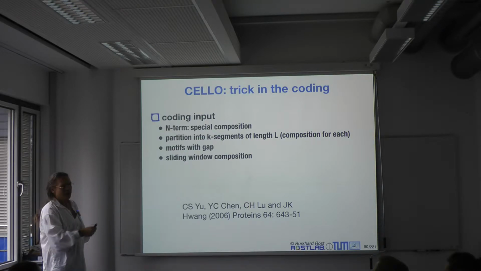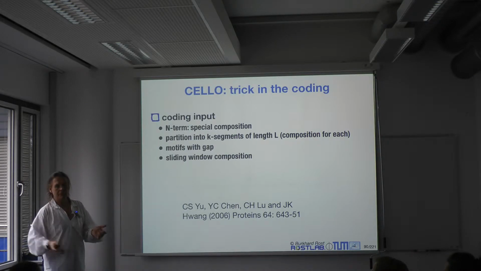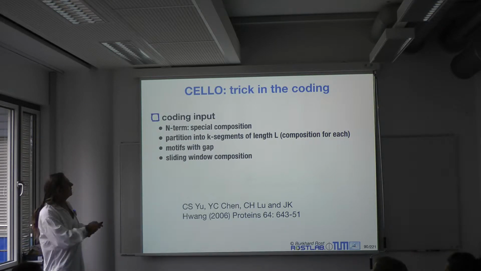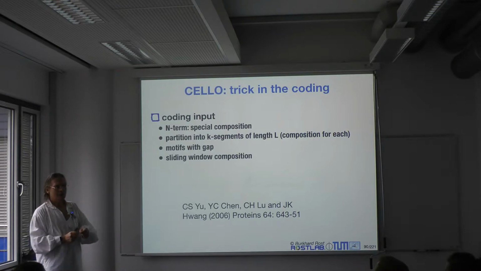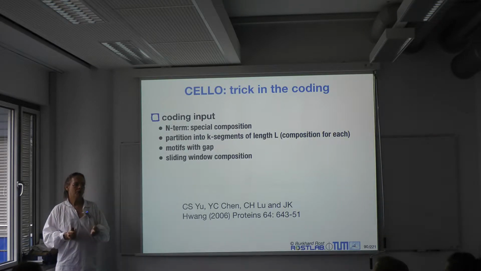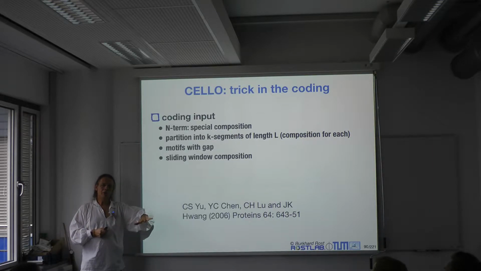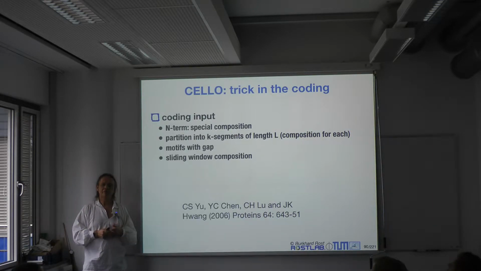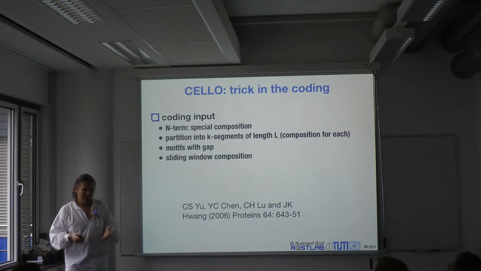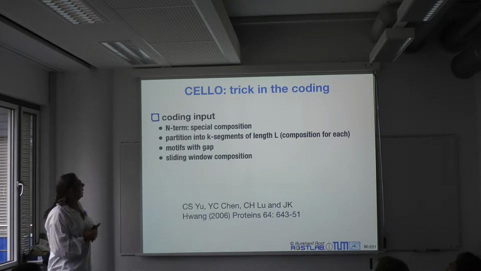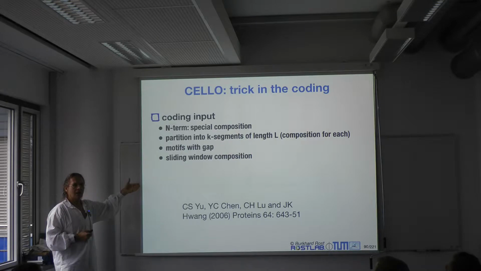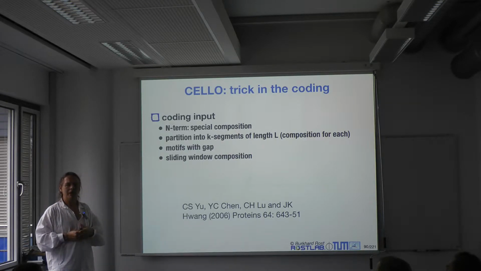So it begins by having a special composition for the N-terminus. You have already proposed that, it is trivial. But then it partitions the sequence into k-mers, and actually not k-mers where you look at the sequence, but k-mers where you look at the composition. Okay? So it's a sliding window approach with a running average of amino acid composition, which nobody else ever tried to do. And I believe this is important to remember.